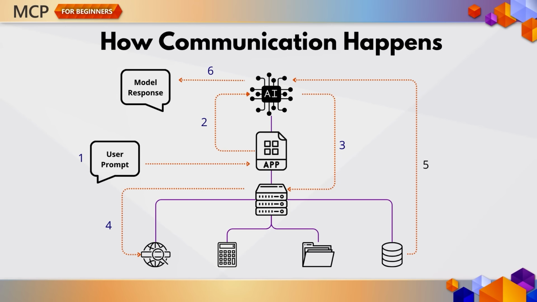Now let's talk about how all these parts communicate. When a user makes a request, the host initiates the connection. The client and server negotiate capabilities, what tools or data are available. The model might request a tool or a resource. The server executes it and sends back the result. And finally, the client integrates everything into the model's response, and the user sees the result.